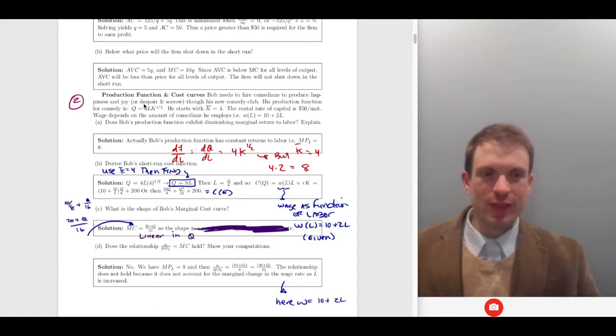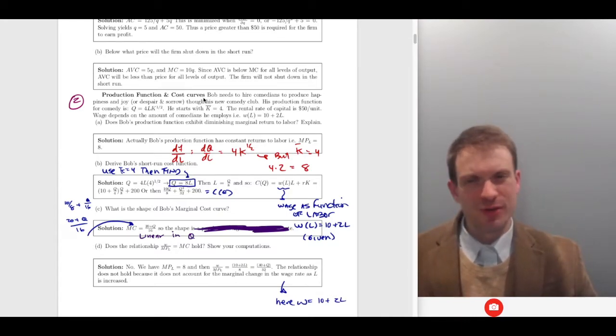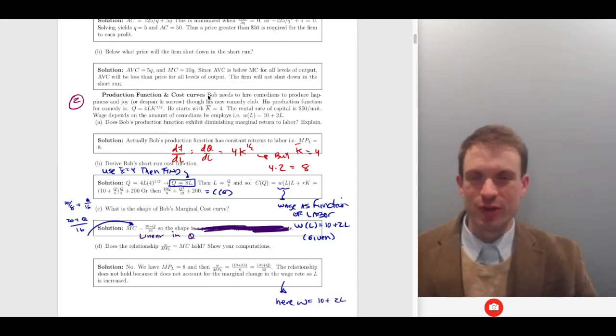I almost forgot I had that sitting there. Marginal cost. Marginal cost. I was looking at Bob and I said marginal cost. That's how my brain works.